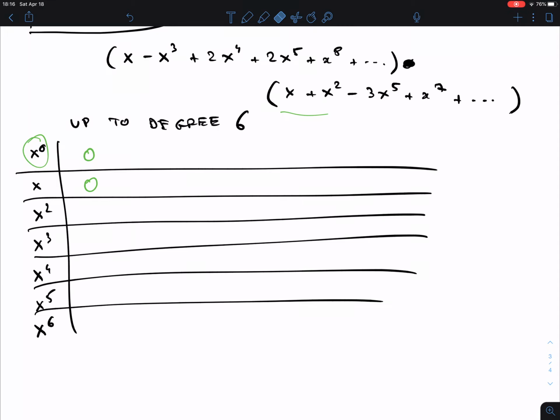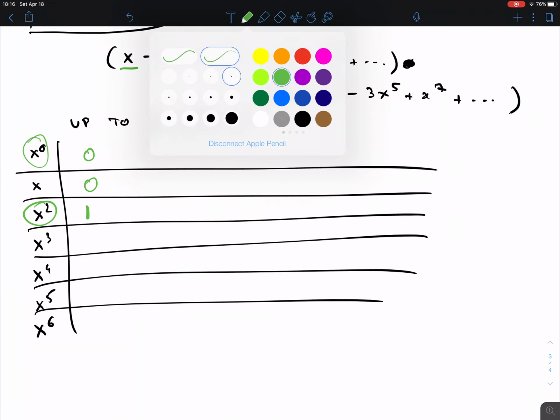I'm going to use a lot of colors. Okay, let's do green here. What is the way to do x squared? There's only one way: this x with this x. What's the coefficient? 1 times 1. So a 1 here, and that's it. There's no other way I can make x squared. Now x cubed. There's perhaps a little bit more I can do.